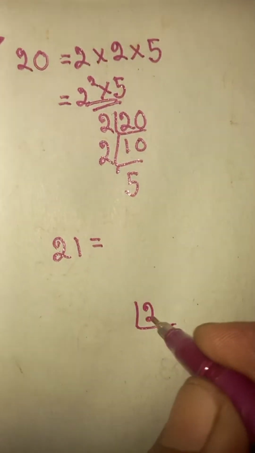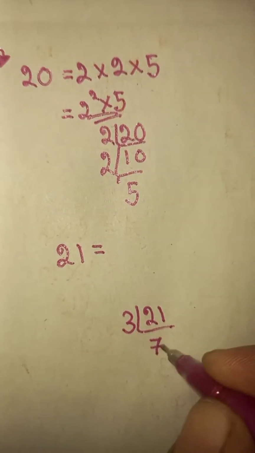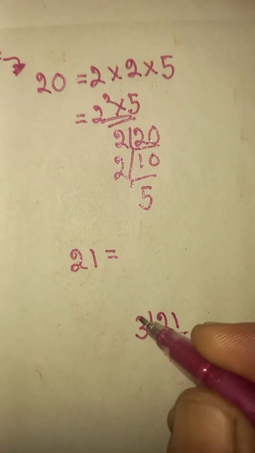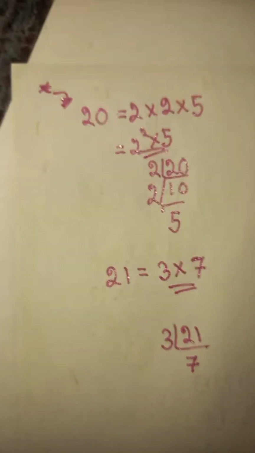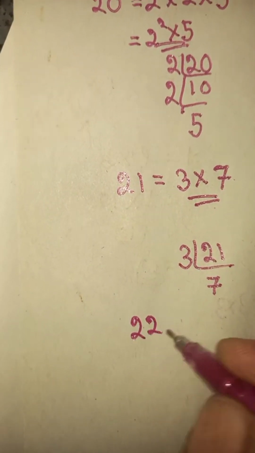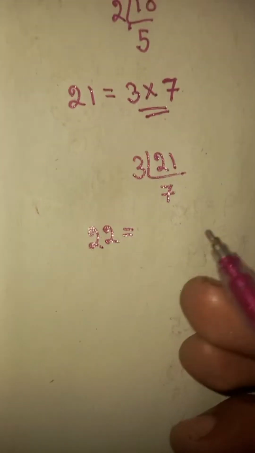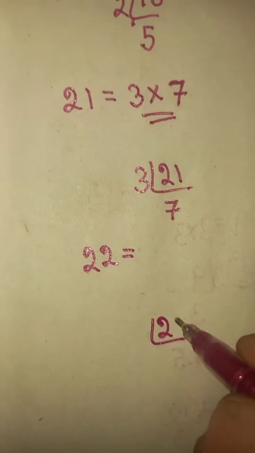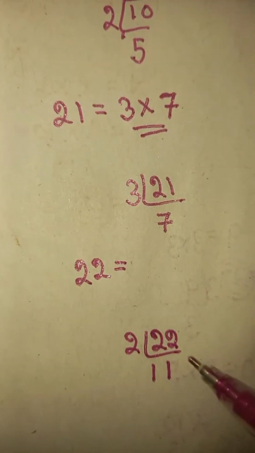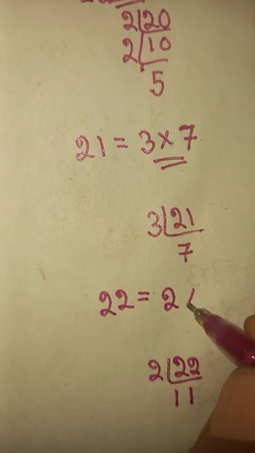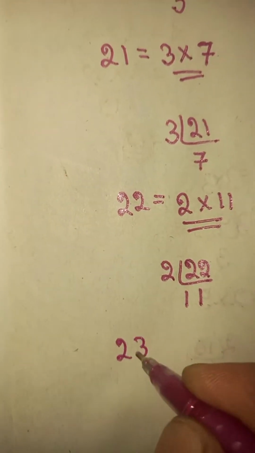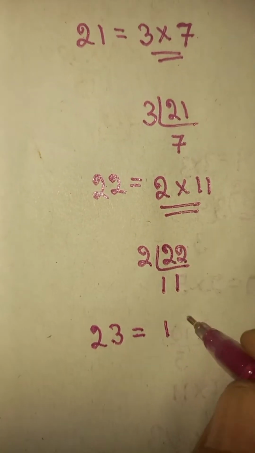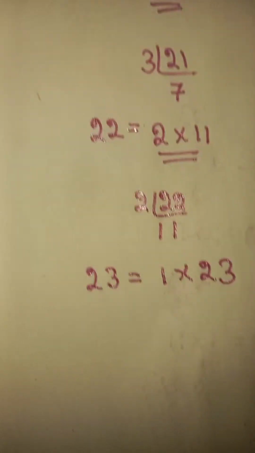21 you can start dividing. You can write it as 3 times 7 is 21. 7 is prime, 3 is also prime. So 21 is 3 times 7. Let's write 22. 22 you can start dividing. 2 times 1 is 2, 2 times 1 again 2. So 22 can be written as 2 times 11. Let's take 23. 23 is also a prime number, so write it as 1 times 23.